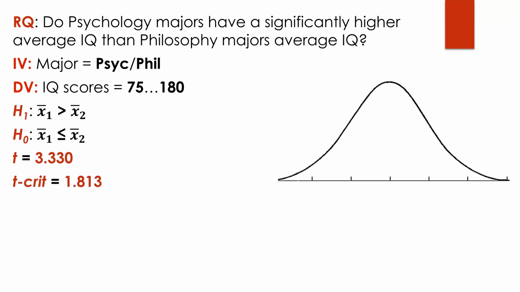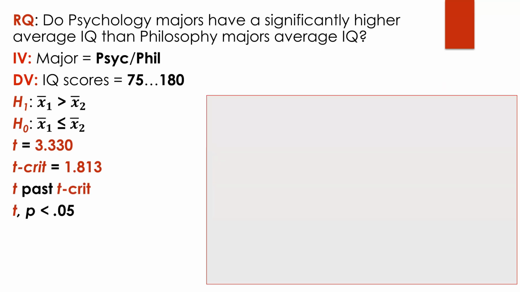So the crit that you should have found is positive 1.813. Now it's a positive crit because our alternative says greater than. So because it says greater than, the crit goes on the positive tail. Now we need to compare our t-score to it. So 3.330 does in fact go past positive 1.813. So because it goes past, we know that it has a probability less than 0.05. It was unlikely to find this difference, assuming there isn't a difference between the majors' IQ.